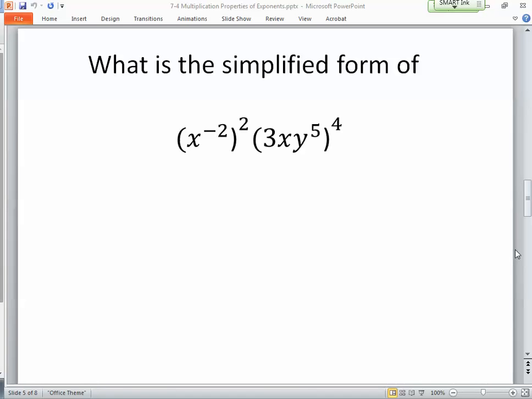This problem looks a lot more complicated. It's really not. You just have to use these same properties and just apply them a couple times over the course of the same problem.